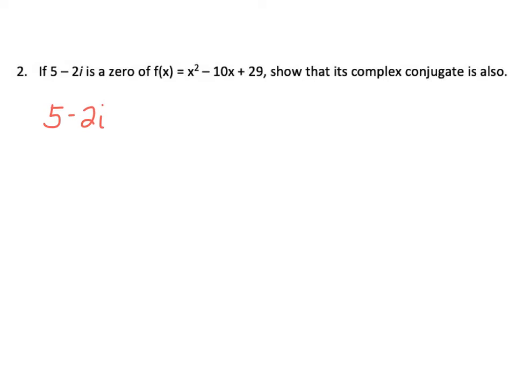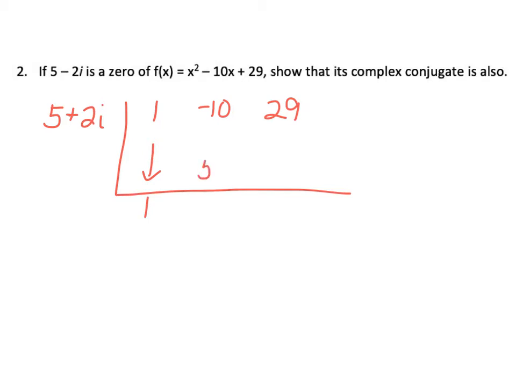If 5 minus 2i is a 0 of f of x, show that its complex conjugate is also. So I'm going to show that 5 plus 2i is indeed a 0 of this given function. So my coefficients would be 1, negative 10, and 29. So I'm going to begin by bringing down 1, then I'm going to multiply, which would be 5 plus 2i, add, combine your like terms, which would be negative 10 and 5, so negative 5 plus 2i, and now I need to multiply.